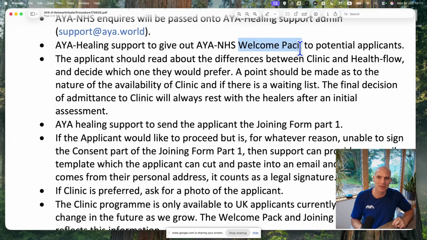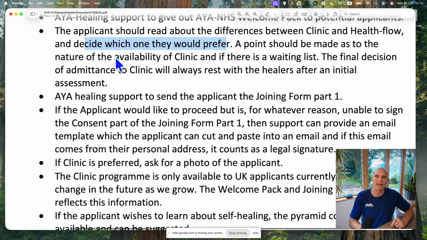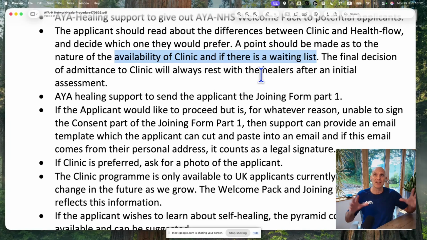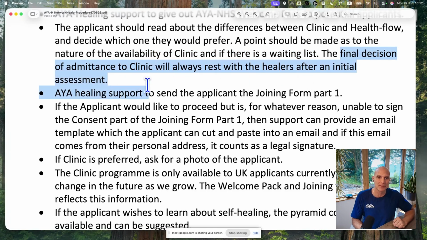I'm going to go through that in a minute with you, to all potential applicants. Now, in that, the applicant should read about the differences between clinic and health flow and decide which one they would prefer. Sometimes there may have to be a conversation as to the availability of the clinic, because there might well be a waiting list. Because it's free and there's only a limited number of spaces in the clinic, there may well be a waiting list. And the final decision to admittance to clinic will always rest with the healers after an initial assessment.